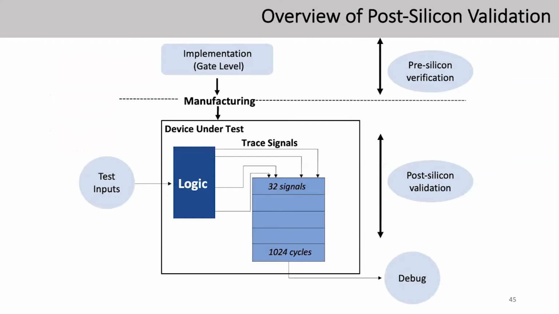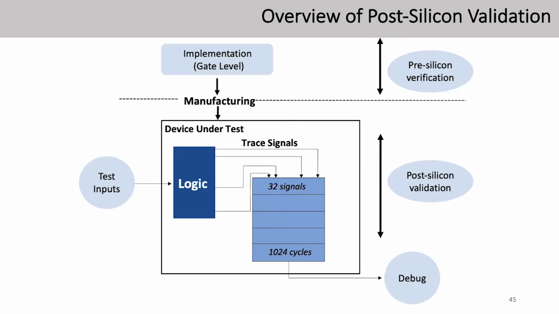To answer that question, first let's look at how it works. This is a more detailed picture of how post-silicon validation works. You have the test inputs, which go to the logic. And from the logic, the trace signals go to a trace buffer, and then they go to an offline debugger for debugging. The trace signals have two parameters, width and depth. Width means the number of trace signals which are stored every cycle. In this case, the width is 32. And depth is the number of cycles over which the trace signals are stored. In this case, it is 1024. So after these 1024 cycles, the trace memory is rewritten. It's like a circular buffer.